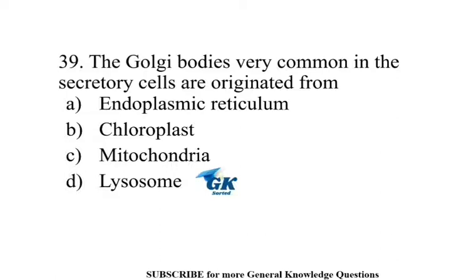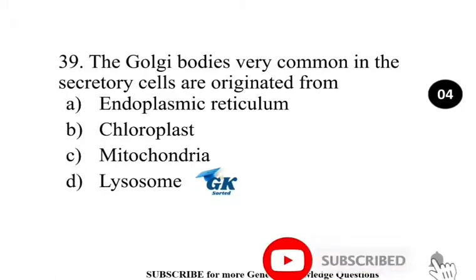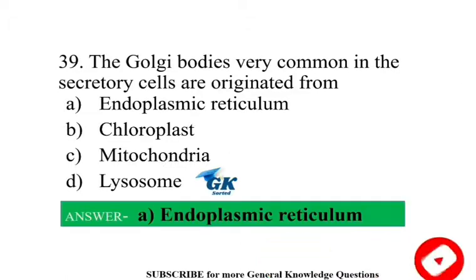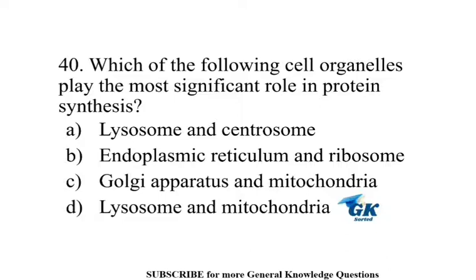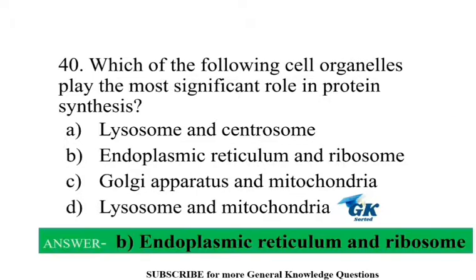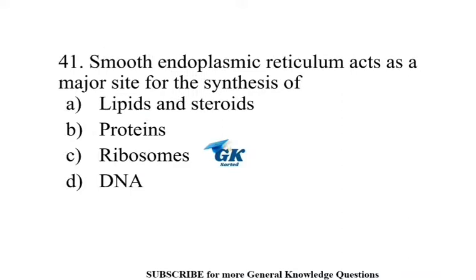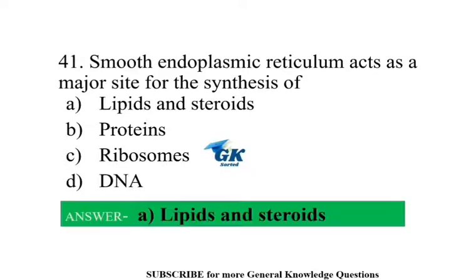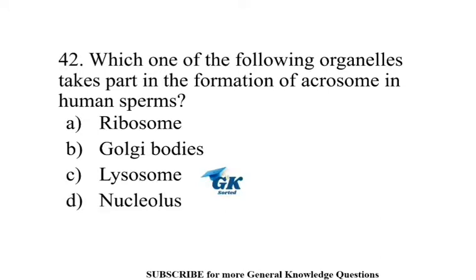The Golgi bodies, very common in the secretory cells, are originated from endoplasmic reticulum. Which of the following cell organelles play the most significant role in protein synthesis? Endoplasmic reticulum and ribosome. Smooth endoplasmic reticulum acts as a major site for the synthesis of lipids and steroids. Which one of the following organelles takes part in the formation of acrosome in human sperms? Golgi bodies.